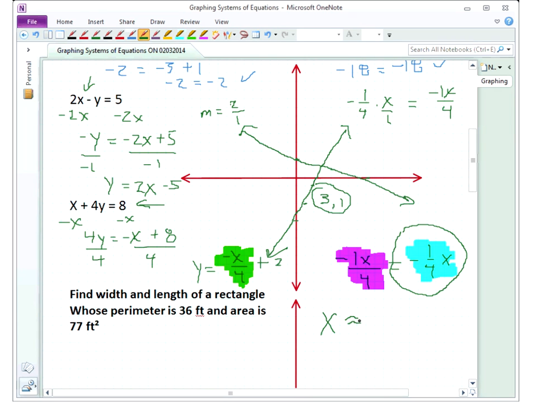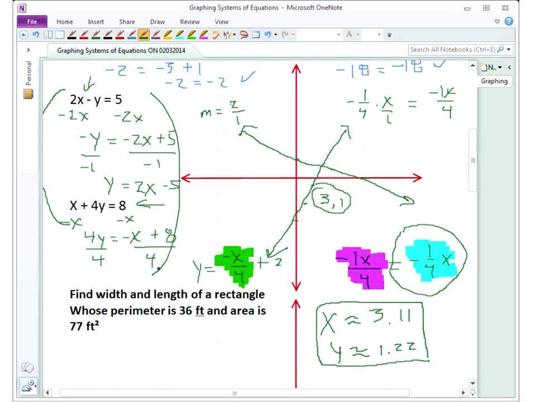I would write it probably with a little squiggly. This means approximately. Some of you that had geometry already probably remember that. But x is approximately 3.11 and y is approximately 1.22. And as I said, those are probably not values that are going to work really well with putting into fraction form. So we could also try to solve these. It wouldn't be too hard to do elimination on these.